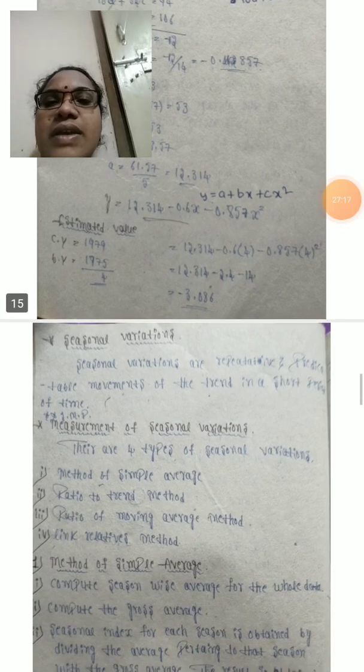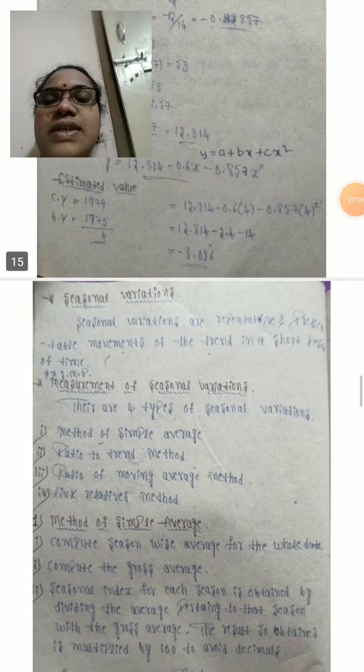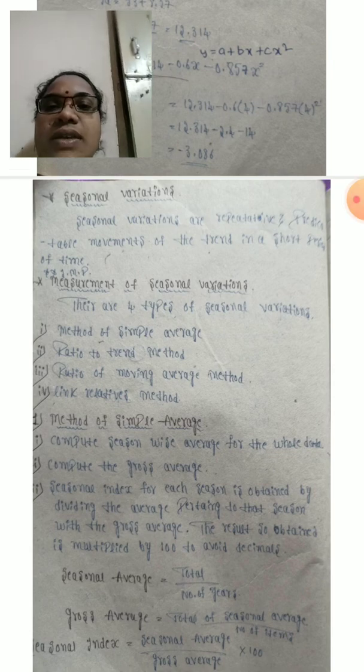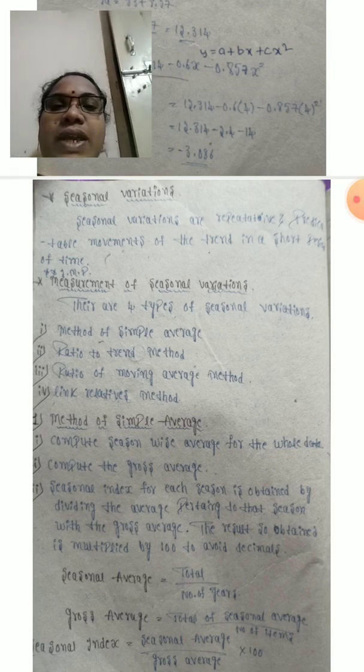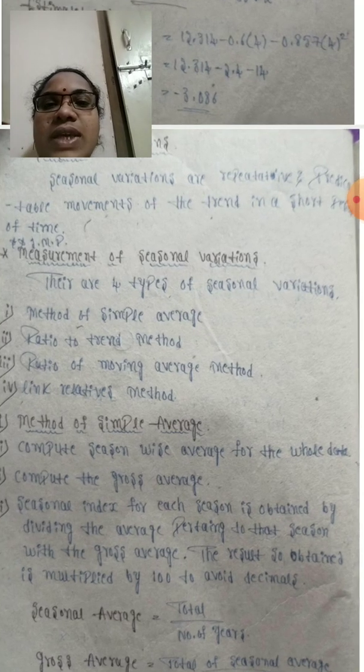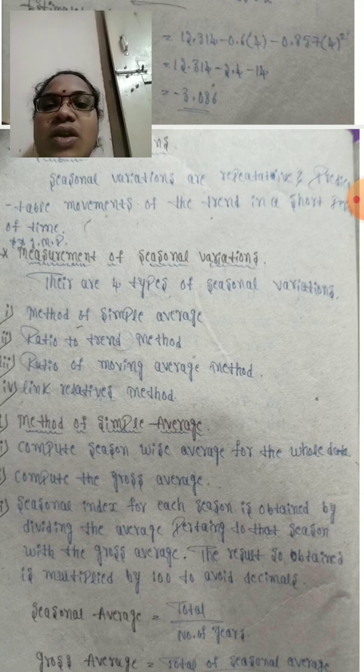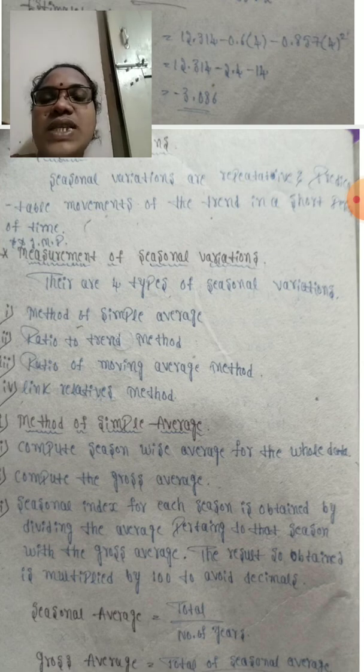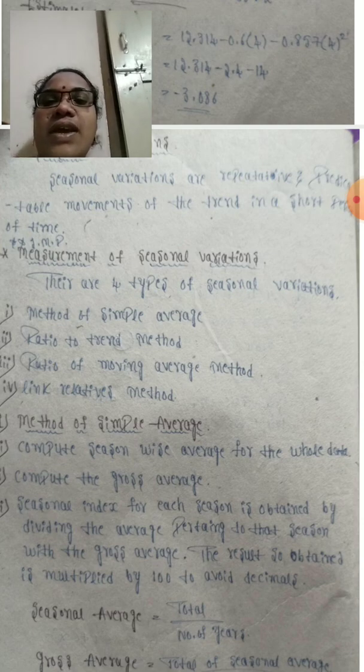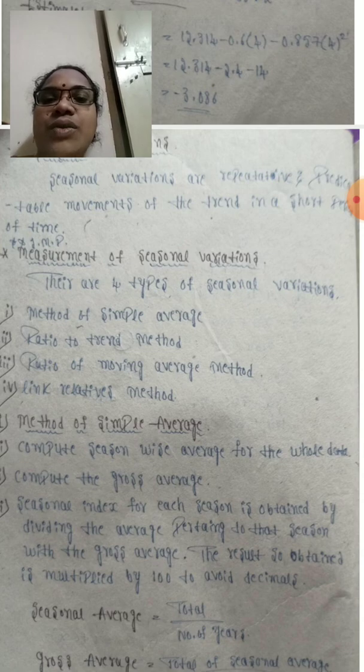Let us discuss seasonal variations. Here seasonal variations are repetitions in the periodic movements of the trend in a short period of time. The methods of measurement of seasonal variations are: method of simple average, ratio to trend method, ratio to moving average method, and link relatives method.